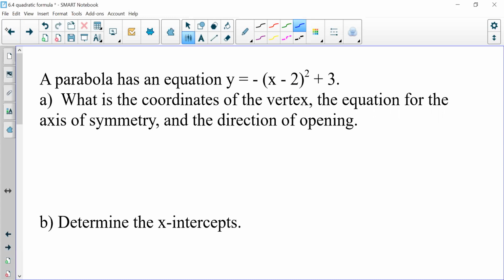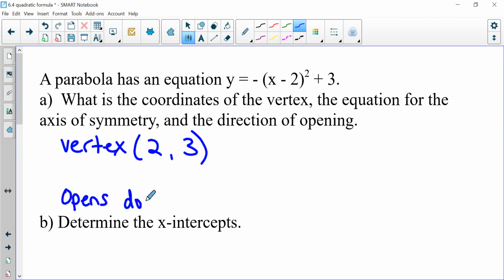Okay, what is the vertex, the axis of symmetry, and the direction of opening for that parabola? Opening down. And what's the equation for the axis of symmetry? X equals positive 2. Very good. Hopefully that's not too far back in your memory from chapter 4.